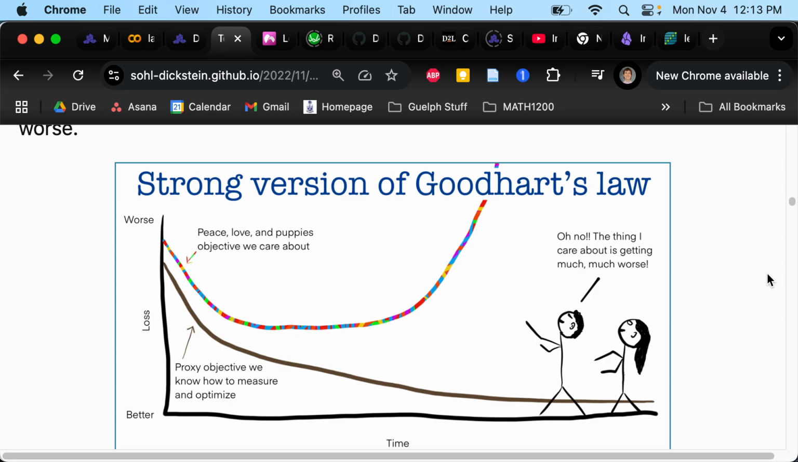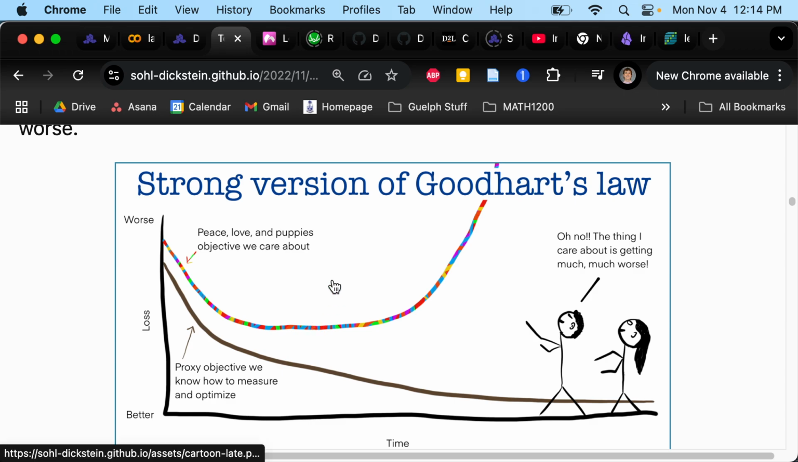Oh no, the thing I care about is getting much, much worse. So if you keep going forever, things will get even worse and worse and worse. And this is the U-shaped curve, right? We want to stop here in the middle, not overfit. If you make the proxy objective really, really good, too much efficiency makes it worse.